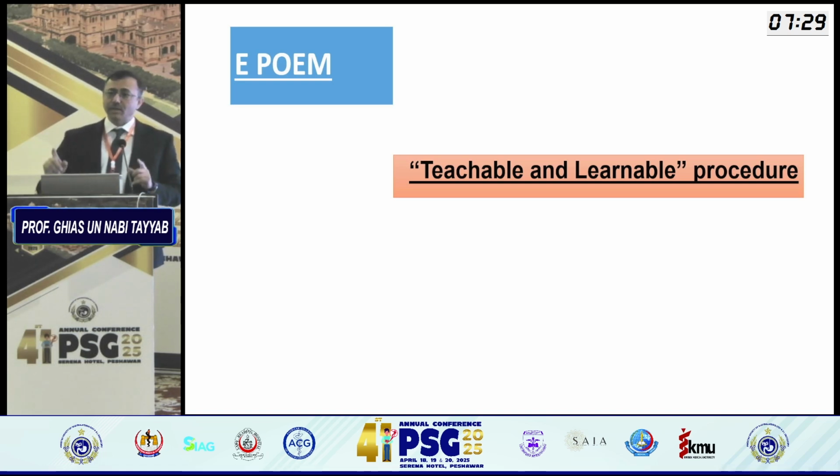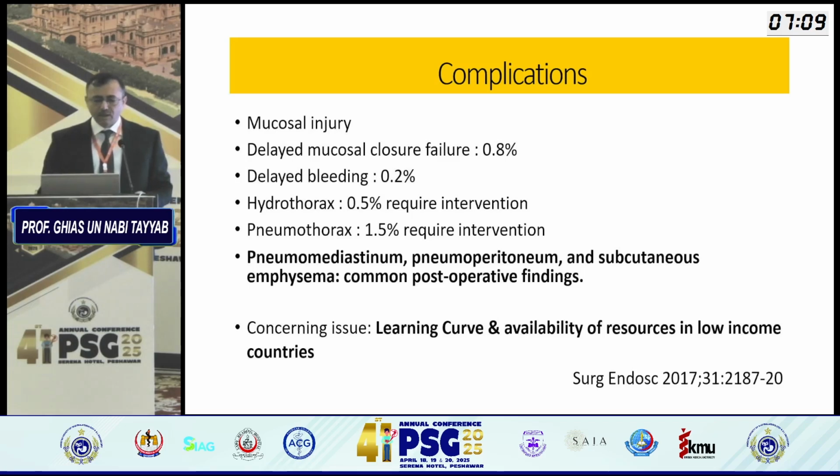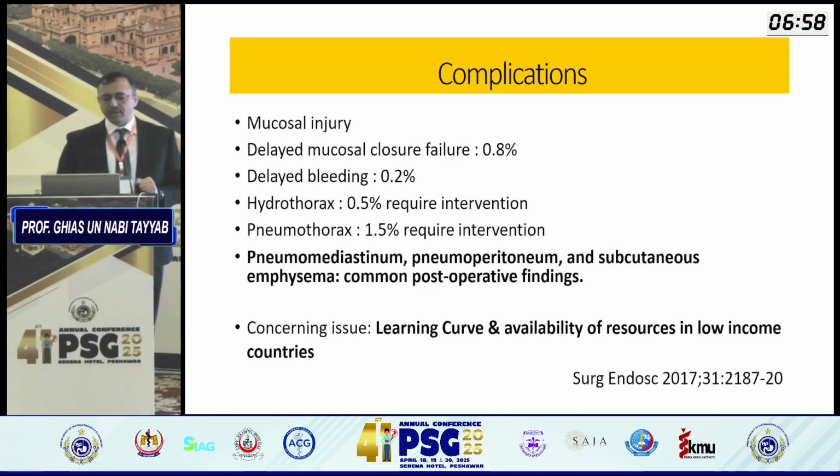And let me tell you, in gastroenterology, the most difficult procedure, even at this stage, the one procedure that I am still afraid of is ERCP. As compared to ERCP, this procedure is much safer and much easier to learn. What are the complications? Mucosal injury. In case mucosal injury takes place, what's the solution? Just a clip. In case there's a delayed mucosal closure failure, which occurs in less than 1% of cases, the answer is again a mucosal clip or maybe a suturing device.